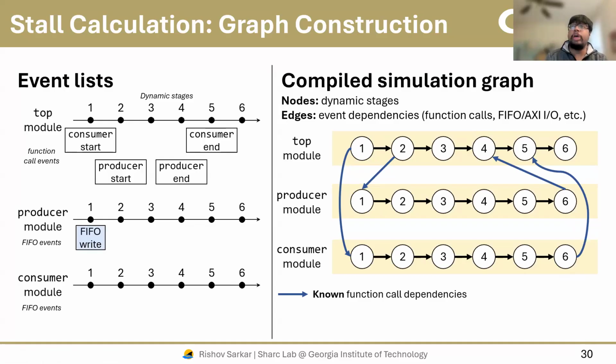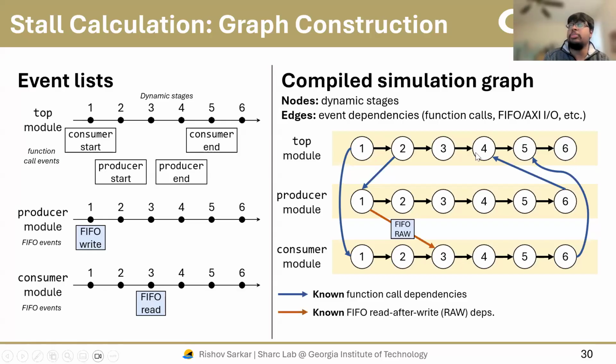Now we get to the FIFO events. So the first thing we see is that the producer does a write at stage 1 to a particular FIFO, and that FIFO is then read at stage 3 by the consumer. Well, then of course that means that stage 3 of the consumer can't proceed until that write has happened. So we add an edge from the write to the read within this graph to encode this dependency.